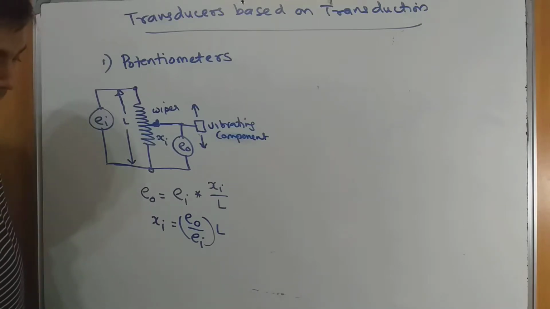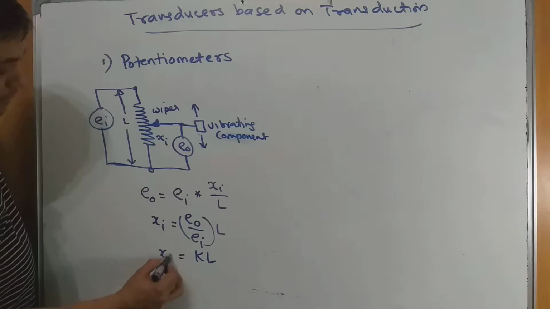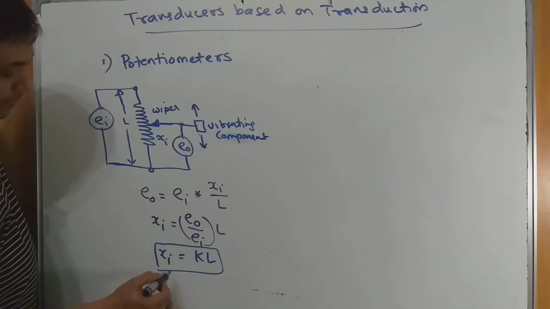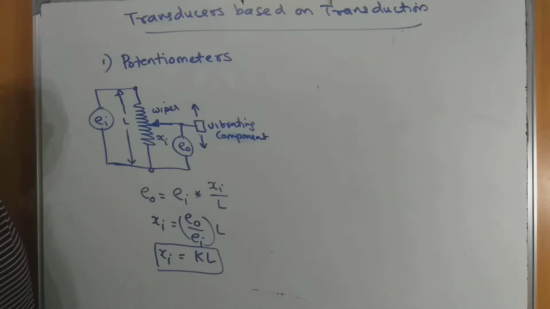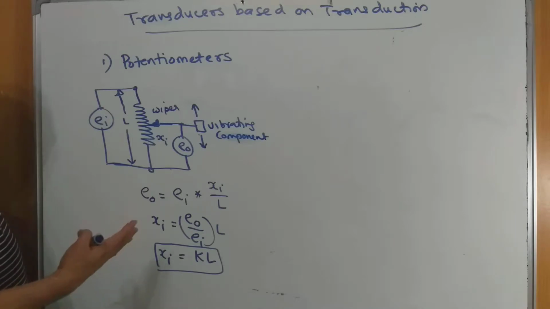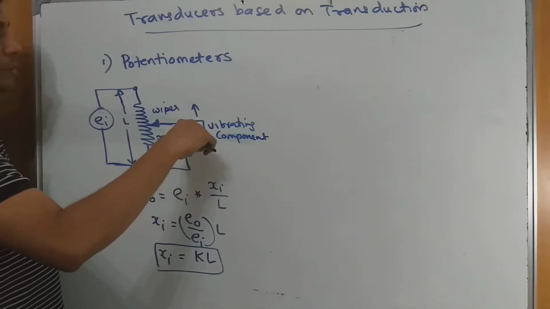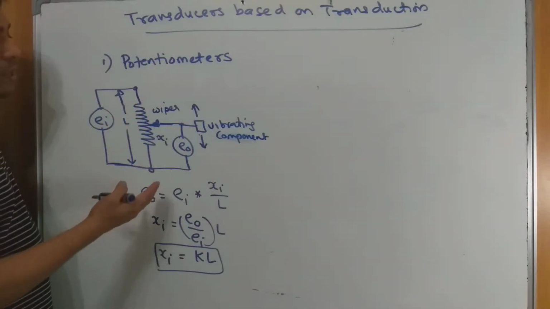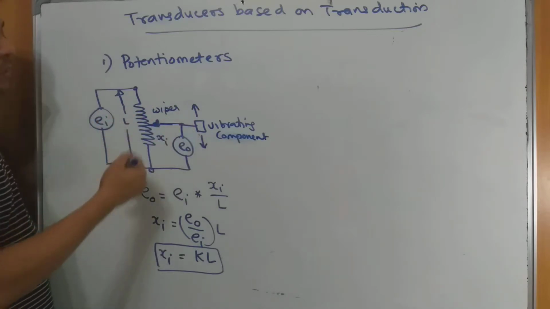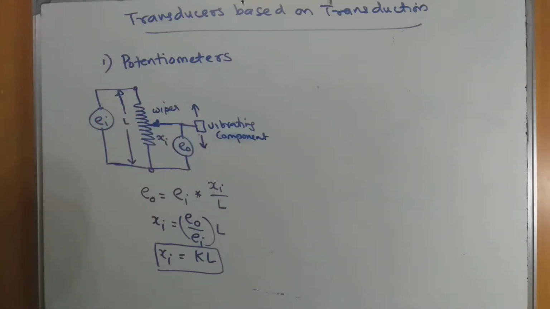And this E0 divided by EI is supposed to be a parameter like K into L. So we can say that Xi is a function of the total length of the potentiometer. So this particular device can be used for measuring the vibration. We can attach that vibrating component to the wiper. As the device or the system vibrates, automatically we will find the output voltage here. So this is the simplest type of the potentiometer.